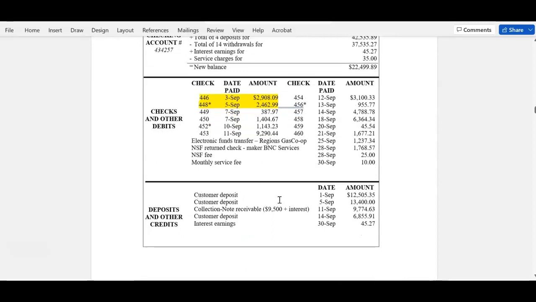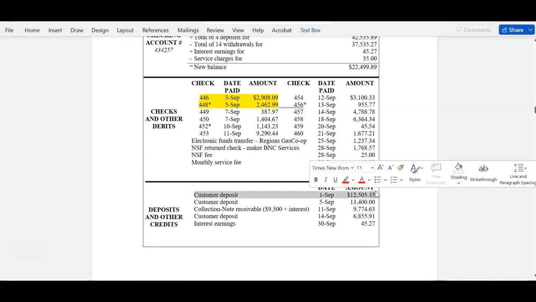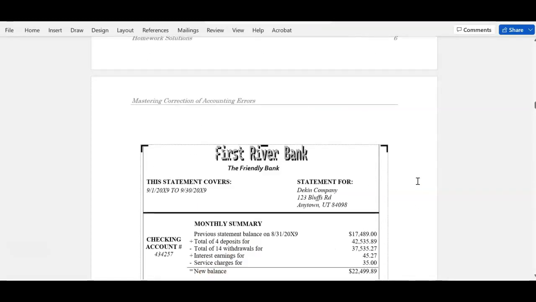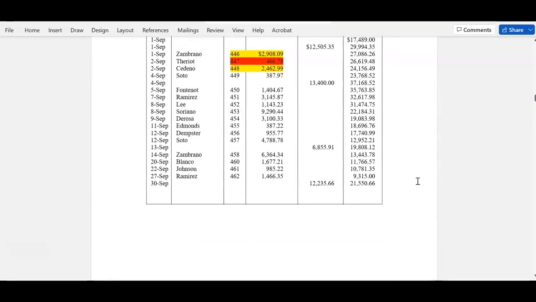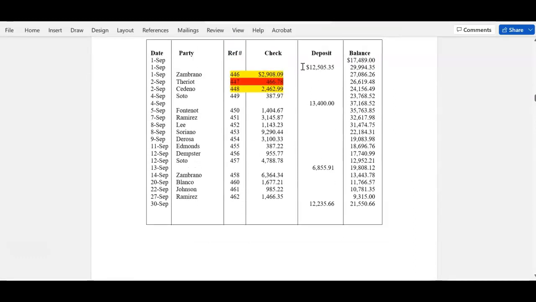Okay, so customer deposit is $12,505.35. Let's do that one. Let's say so customer deposit, $12,505. That's a yellow, let's say. And we go over there, 12,505. Yes. That's right there. Make sense?